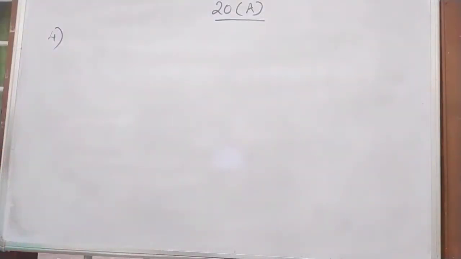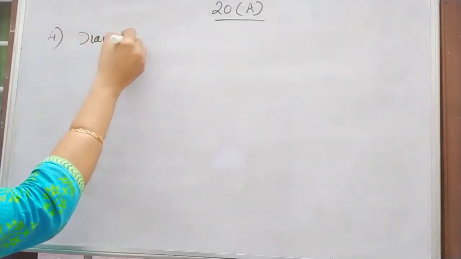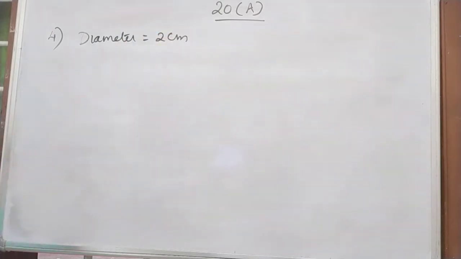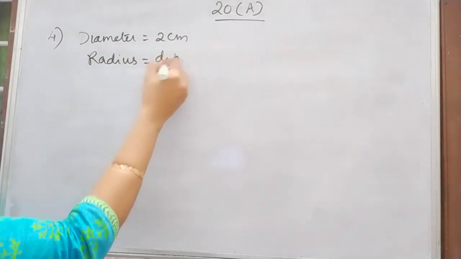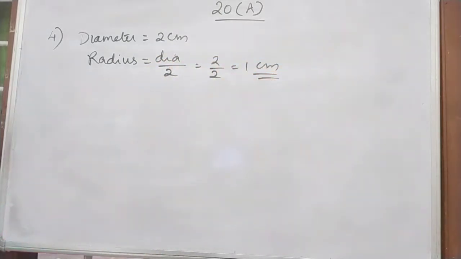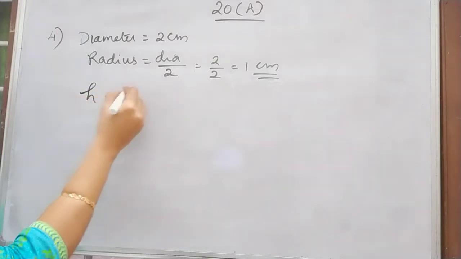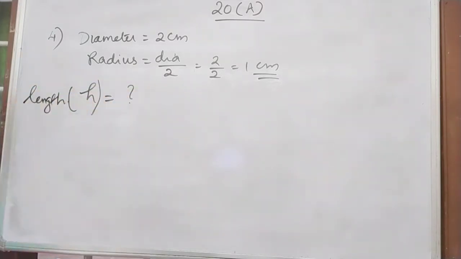So diameter is given as 2 cm. So what will be the radius? Radius is equal to diameter divided by 2, that is 2 by 2, which is equal to 1 cm. Then the length is not given. We don't know the length, that means h we have to find out.